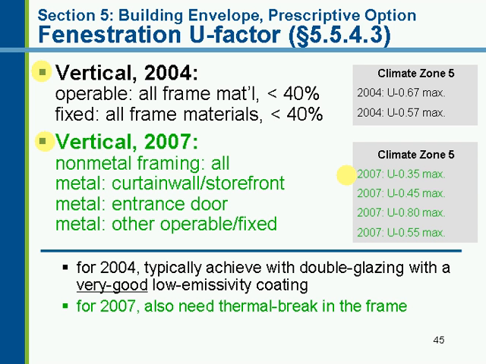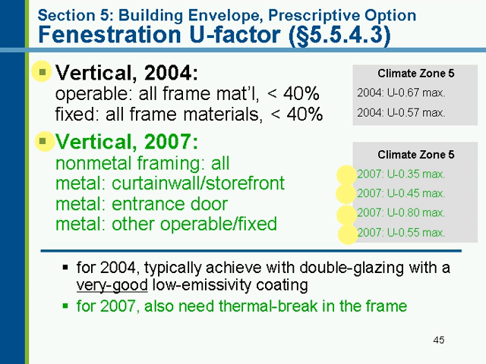For metal, for curtain wall and storefront, it's slightly higher, 0.45. If it's an entrance door with metal framing, 0.80. And this has to do with the fact that some of these entrance doors have larger metal kick plates or things at the bottom, which mean they have higher heat loss because there's more metal in them. Other metal products, including operable products, but also other fixed windows that are not considered curtain wall, have a U-factor requirement of 0.55 maximum in climate zone 5.